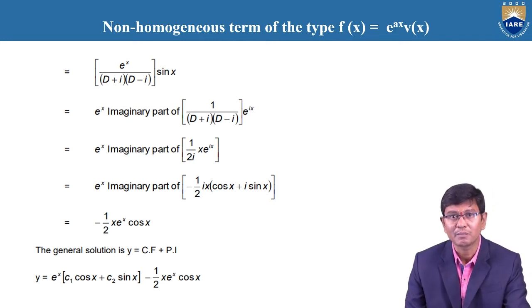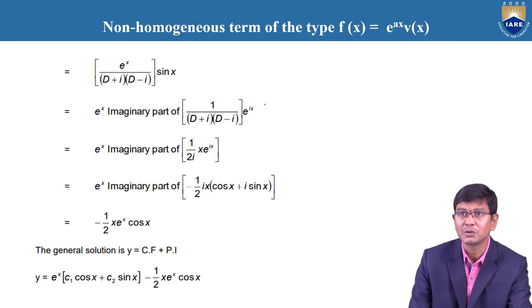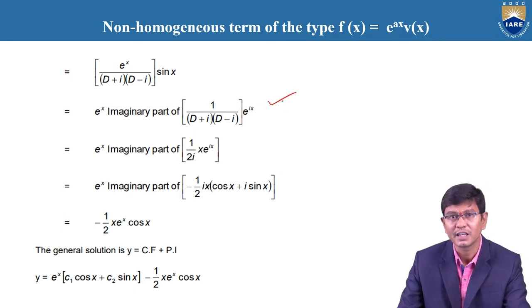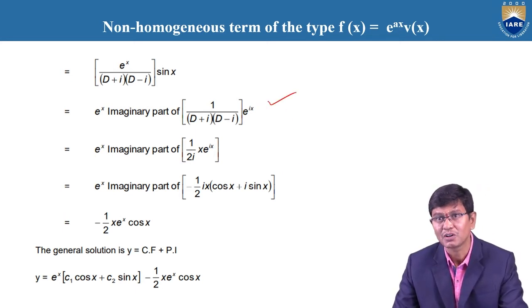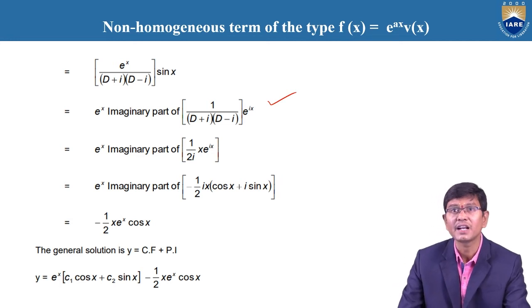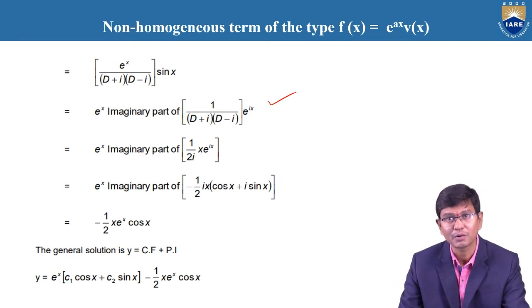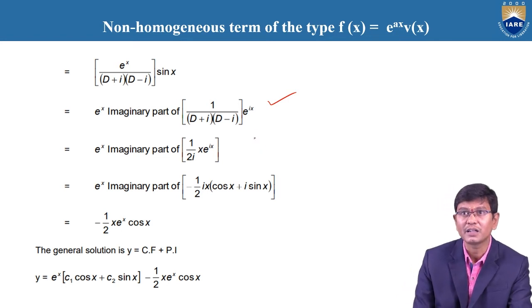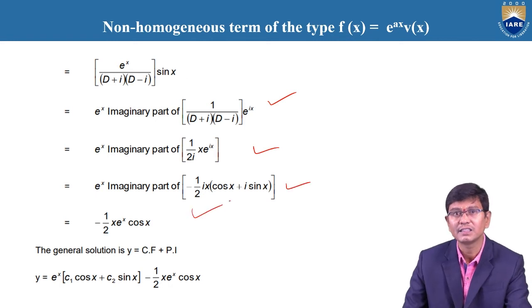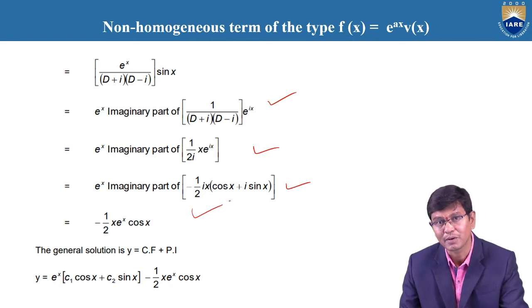factors method, or by using the 1 by D plus a method, this is also another method. By using D square plus 1, you need to consider D plus a into D minus a into sin x. And once again, you need to write that sin x is nothing but the imaginary part of e power ix. This is also an alternate method; either one of the methods is like this, otherwise directly we need to follow the formula.